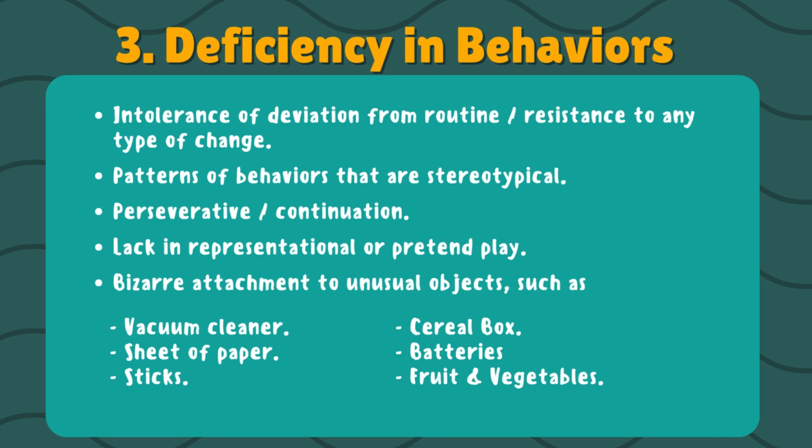For the third category, deficiency in behaviors. Children with ASD can be seen to have intolerance of deviation from routine or resistance to any type of change. They usually display patterns of behavior that are stereotypical, perseverative, or continuous. They also show lack of representational or pretend play. In addition, they also have bizarre attachment to unusual objects such as vacuum cleaner, sheets of paper, sticks, cereal box, battery, as well as fruit and vegetables.